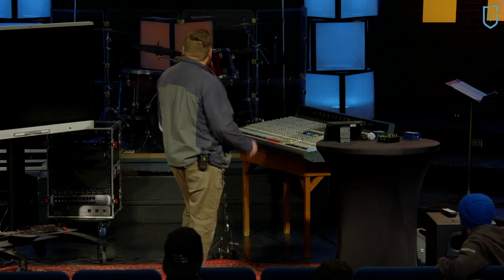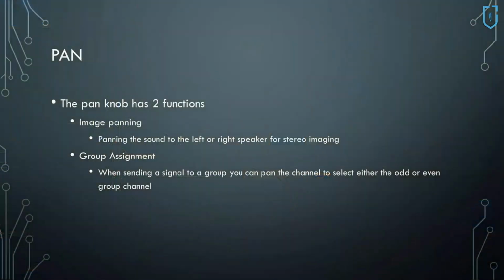Pan. There's two uses for it. The second one is only really on analog consoles. The main use is stereo imaging. We have two speakers here that create a stereo image.